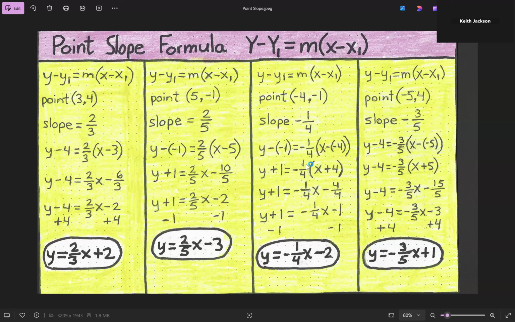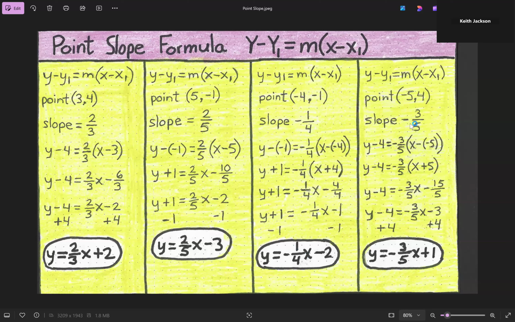We're going to distribute this negative 1/4 inside the parentheses. And here's what we have now. We have y plus 1 is equal to a negative 1/4 x minus 4/4. And of course, when the numerator and the denominator are the same, it's going to come out to 1. And so here's what we have right here. We have y plus 1 is equal to a negative 1/4 x minus 1. And we're going to subtract 1 from both sides to get y all by itself. And when we do that, our final outcome will be y is equal to a negative 1/4 x minus 2.